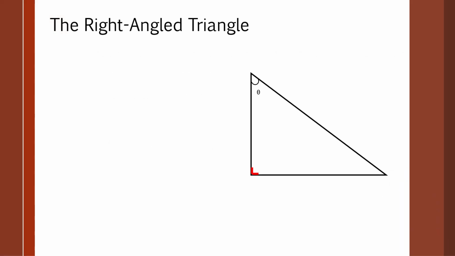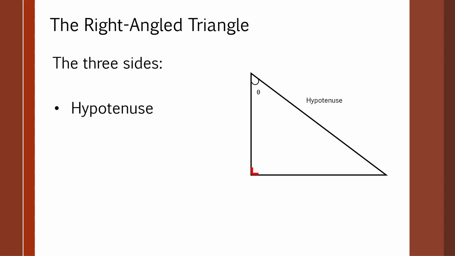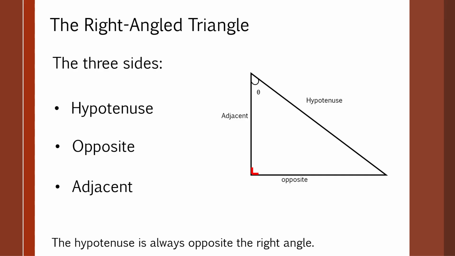Trigonometry works with right-angled triangles. There are three sides we need to identify: the hypotenuse, the opposite, and the adjacent. The hypotenuse is the longest side, and it is always opposite the right angle. The opposite side is opposite the angle theta, and the adjacent side is next to the angle theta.